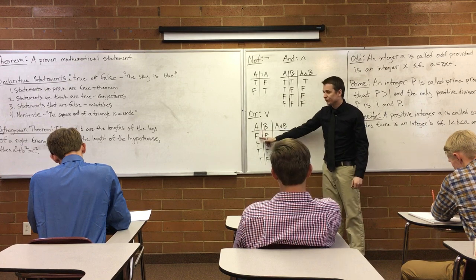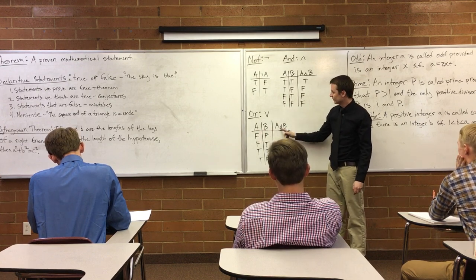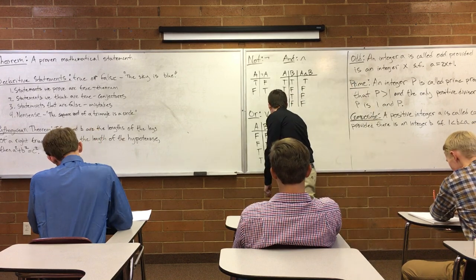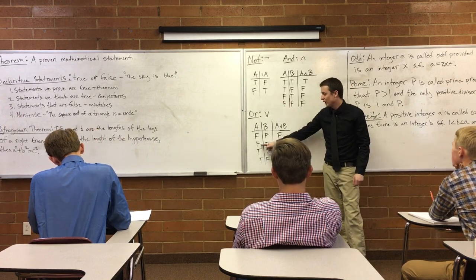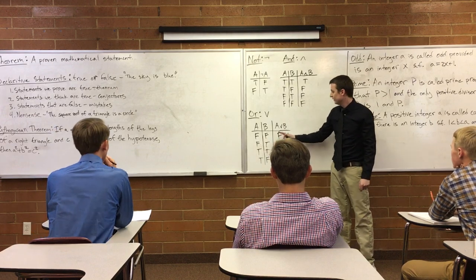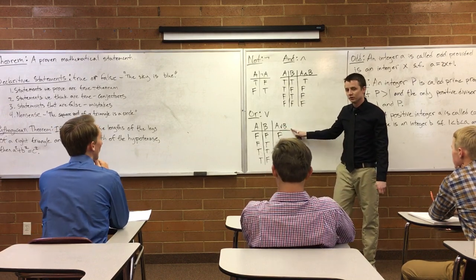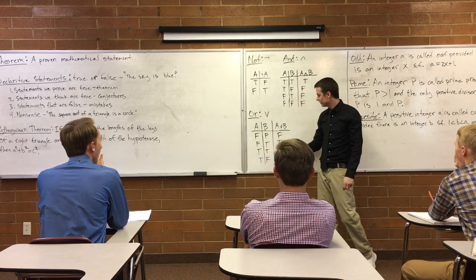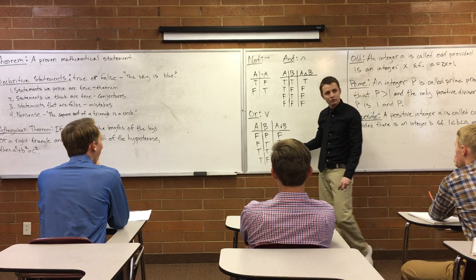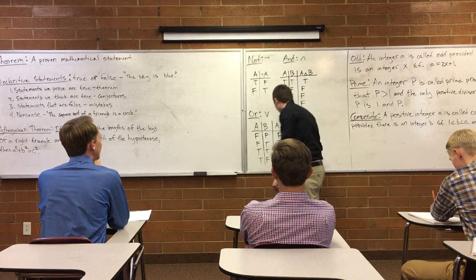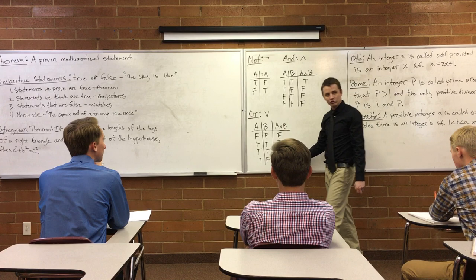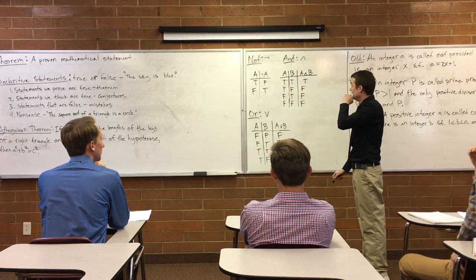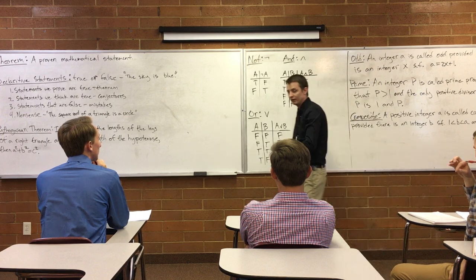So if statement A is false and statement B is false, is the statement A or B true or false? False. All right, let's look at this one. If statement A is false and statement B is true, is the statement A or B true or false? True. If statement A is true and statement B is true, is the statement A or B true or false? True. And then for the last case? True. Perfect.